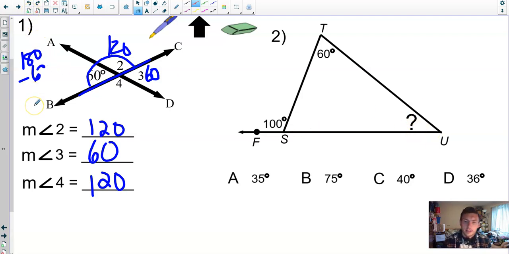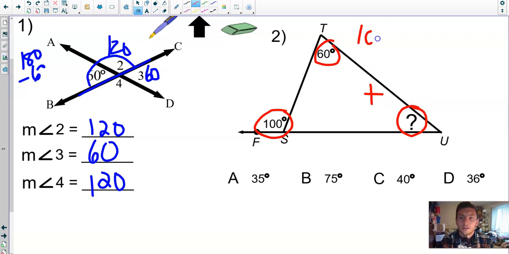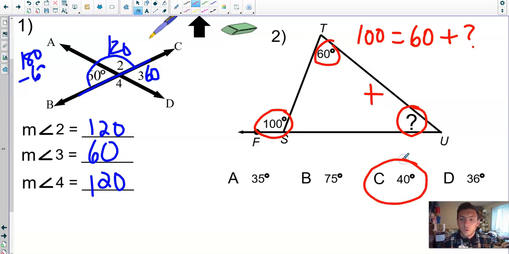The other way is to notice that this is an exterior angle, and we know that the exterior angle equals the sum of the 2 angles that are not touching it. So 100 equals 60 plus question mark, which means that the missing angle has to be 40 degrees. This is called angle U because this vertex is U. So angle U is 40 degrees.